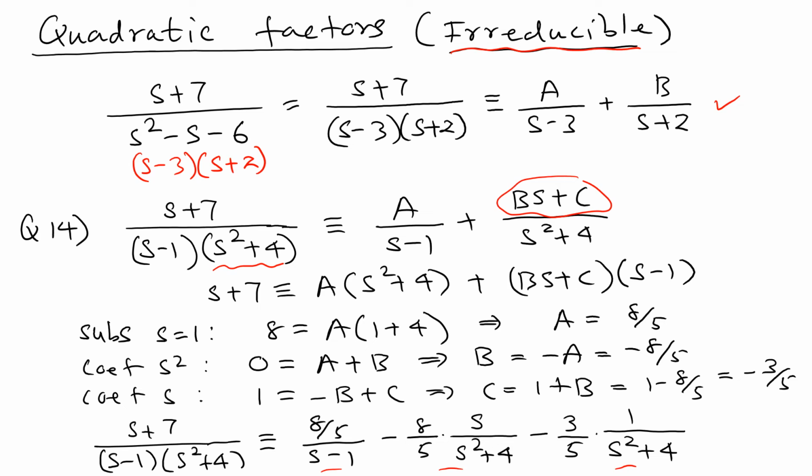Okay, let's look at one more. Let's look at a different type now. What happens if you have two irreducible quadratics in the bottom? Let's look at this one.